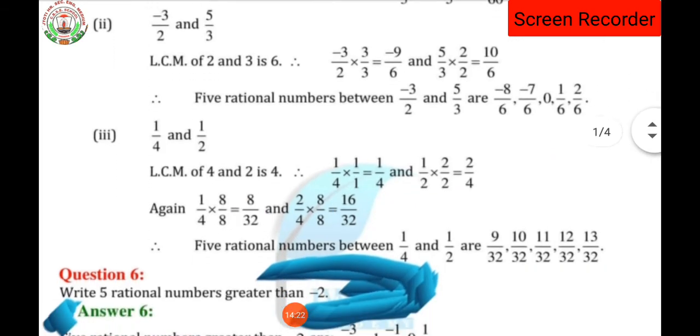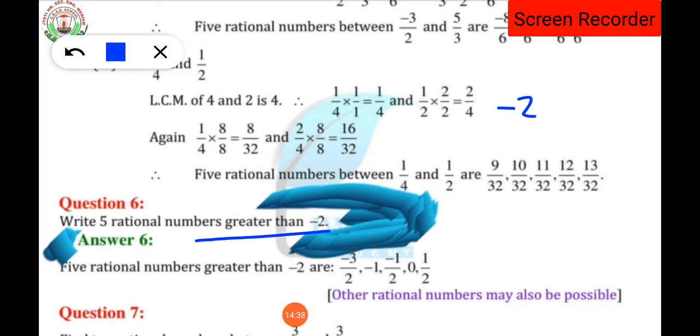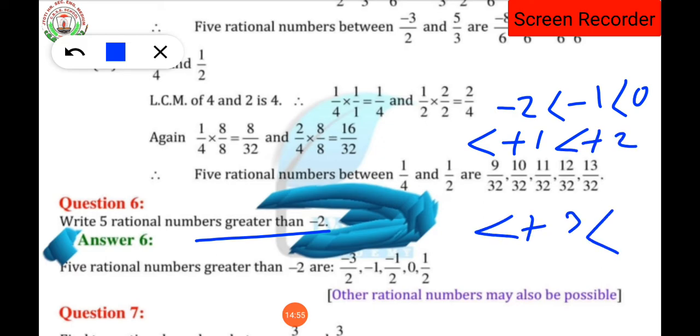Then question number 6. In question number 6, write 5 rational numbers greater than minus 2. So we have to write 5 rational numbers which are greater than minus 2. So 5 rational numbers greater than minus 2 are: minus 1 is greater than minus 2, 0 is greater than minus 2, plus 1, plus 2, plus 3 are greater than minus 2. If you want, you can take them in the form of numerator and denominator like this also.